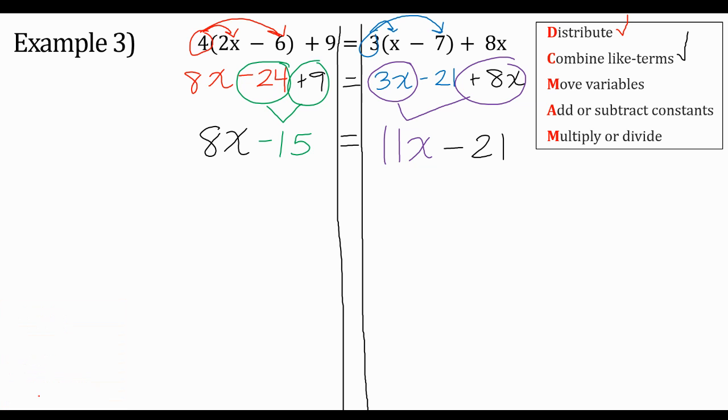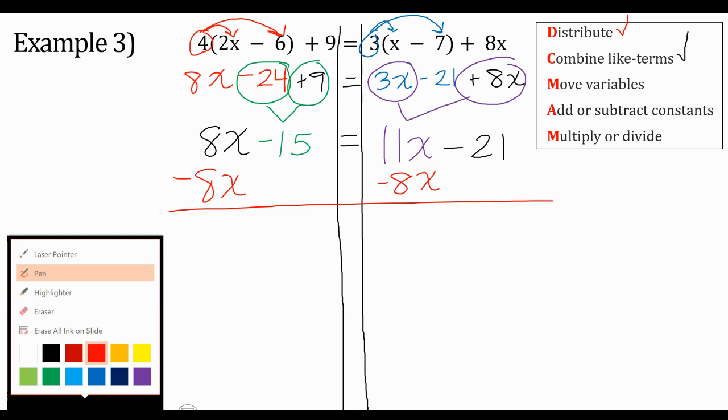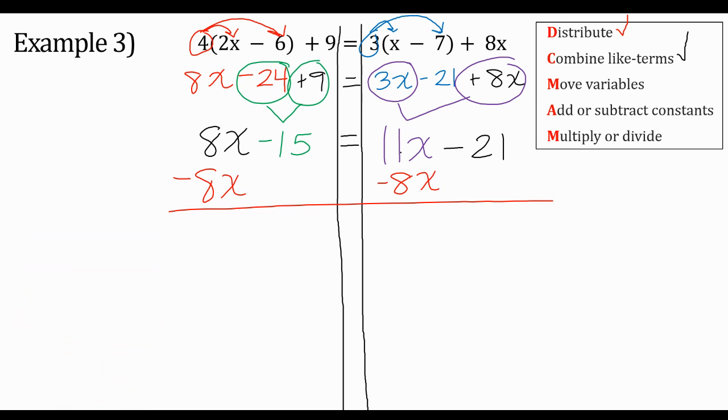Go to red again. 8x and 11x. 8 is smaller, so I'm going to subtract 8x on both sides. Remember to subtract it from whatever it's like terms with. We're not going to subtract from the 21 because they're not like terms. These cancel. Get negative 15 equals 11 minus 8 is 3x, and bring down your 21. Okay, so that was the third step.